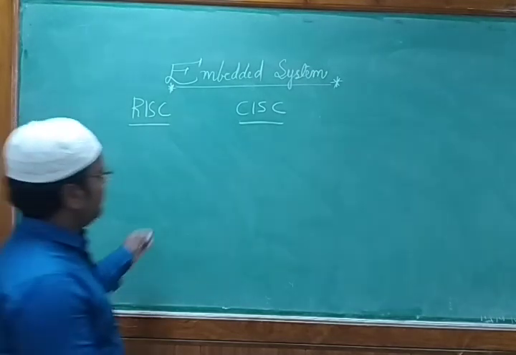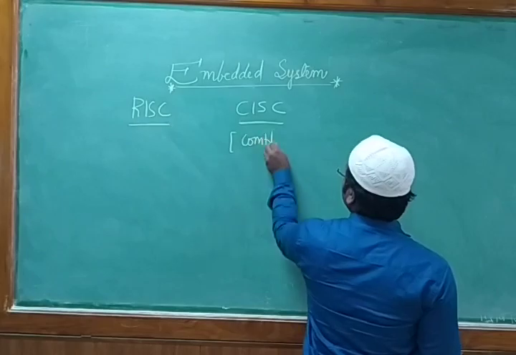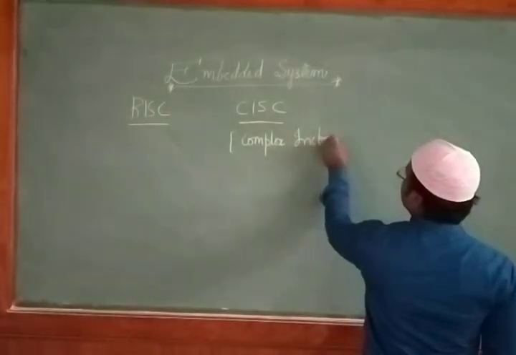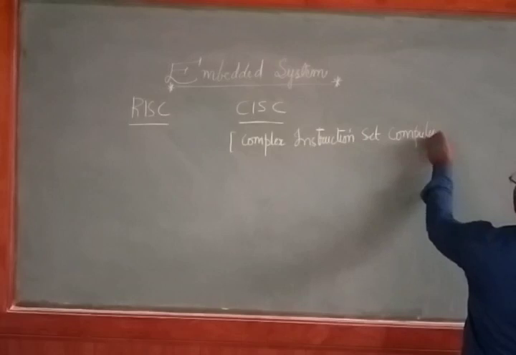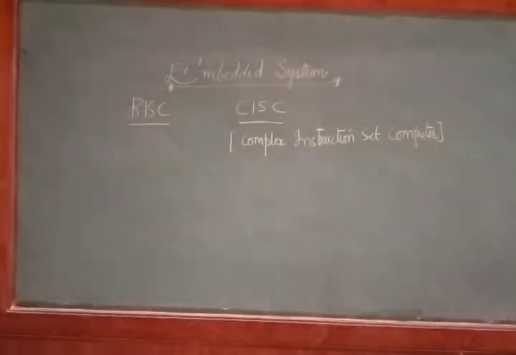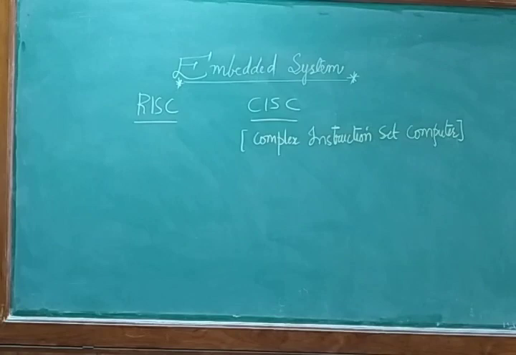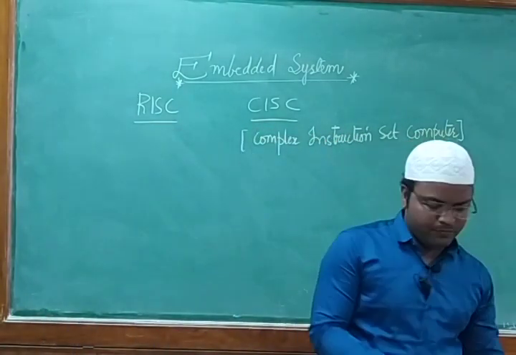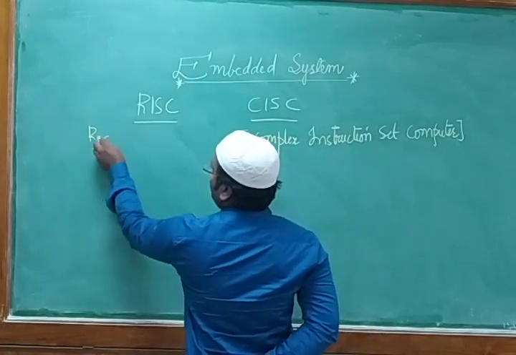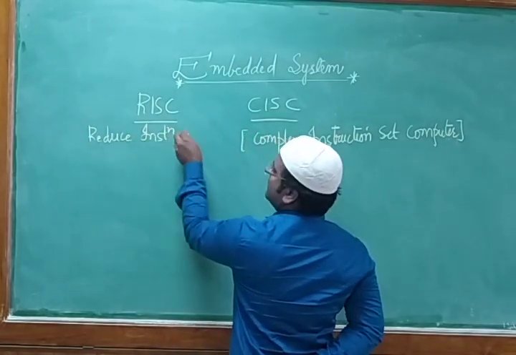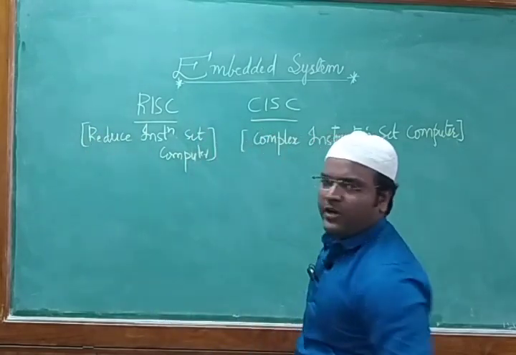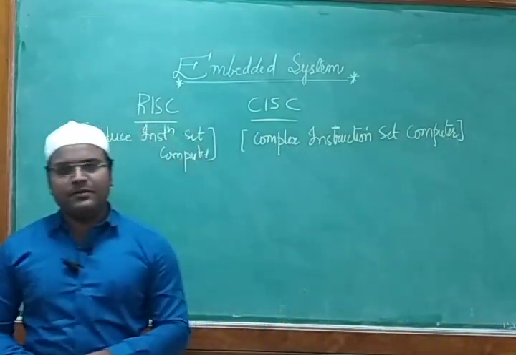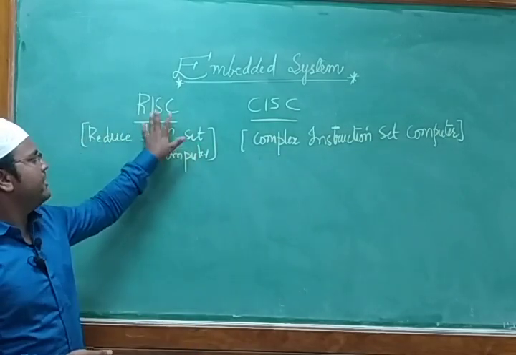CISC stands for Complex Instruction Set Computer. And RISC is Reduced Instruction Set Computer. So students, we are going for these two things: CISC, complex instruction set computer, and RISC, reduced instruction set computer. Where RISC and CISC are used is our main concept and main consideration of Unit 2. Unit 2 completely deals with RISC, right?